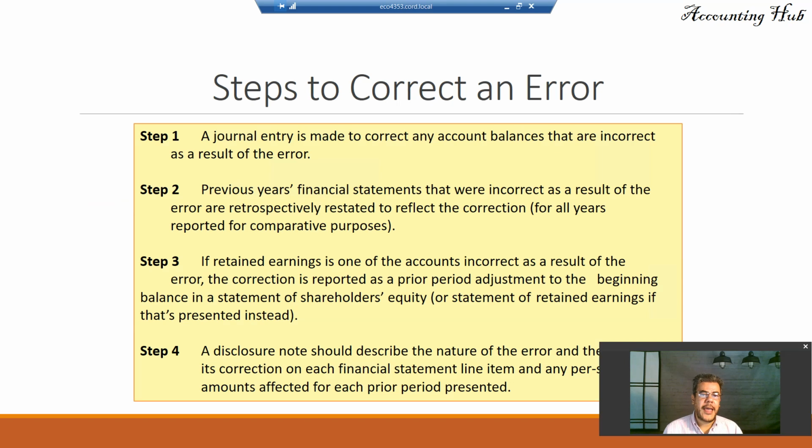We have here four steps. A journal entry is made to correct any account balance that is incorrect as a result of the error. Second, previous year's financial statements that were incorrect as a result of the error are retrospectively restated to reflect the correction for all years. Step 3. If retained earnings is one of the accounts incorrect as a result of the error, the correction is reported as a prior period adjustment to the beginning balance in a statement of shareholders' equity. Step 4. A disclosure note.